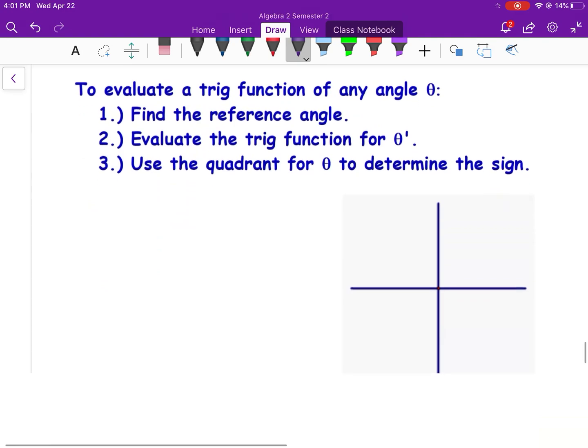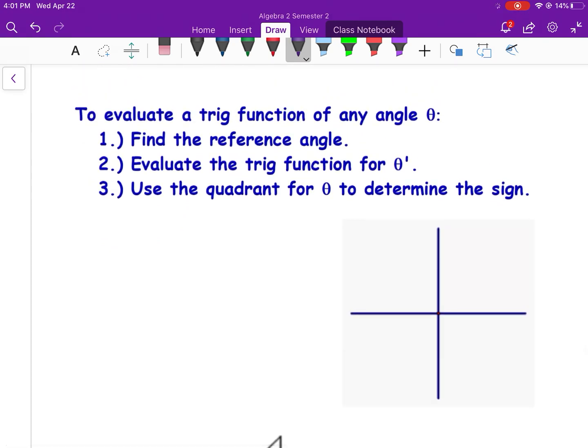Okay, these reference angles are very important when we evaluate trig functions. Because we're going to find that reference angle after we've sketched our angle, evaluate using that reference angle, and then determine the sign using All Students Take Calculus again.